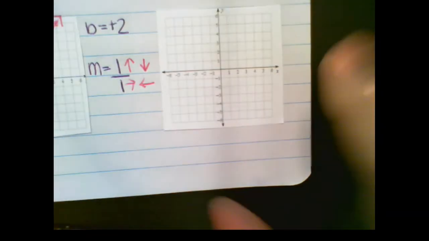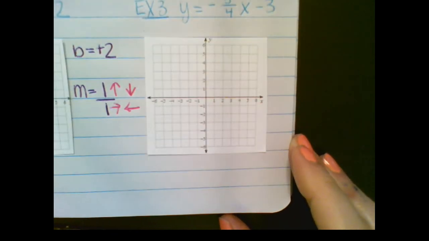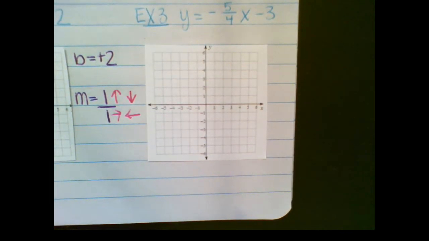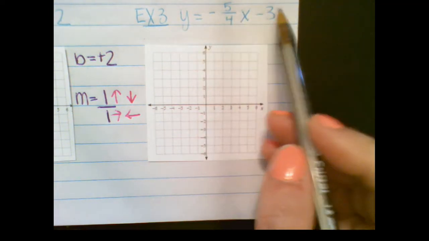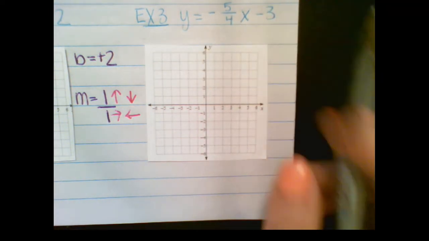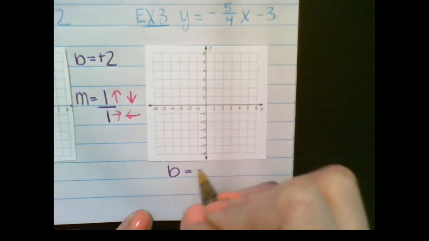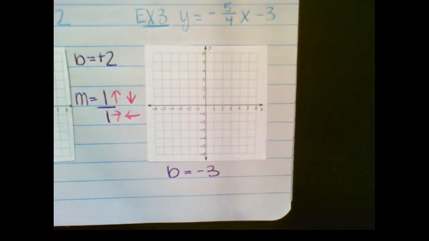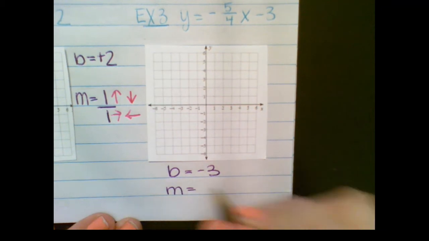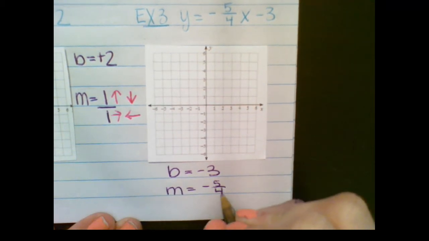And I'm actually going to have to move it down here so that way I can put my stuff down here so you can see it. So I do the same thing. Let's look for our y-intercept. Y equals mx plus b. Ooh, now our y-intercept is a negative. So b is negative 3. And my slope, well, my slope is a negative 5 over 4.